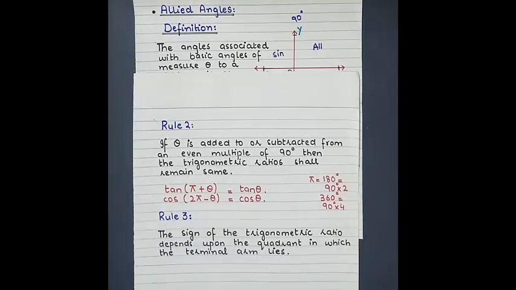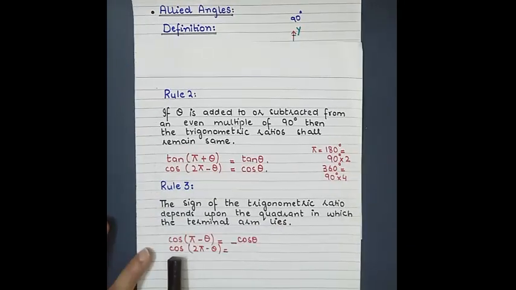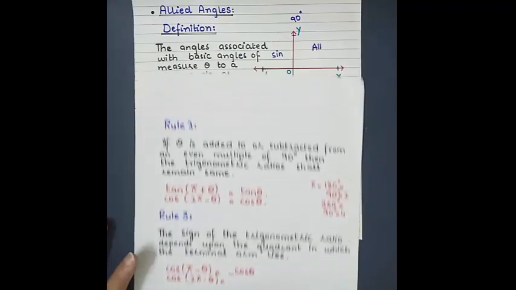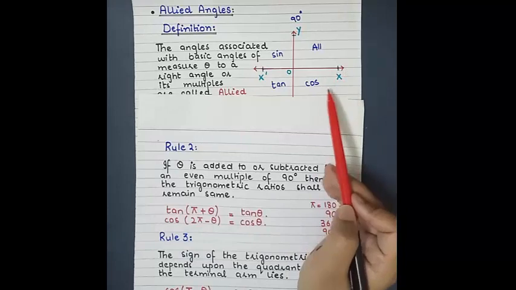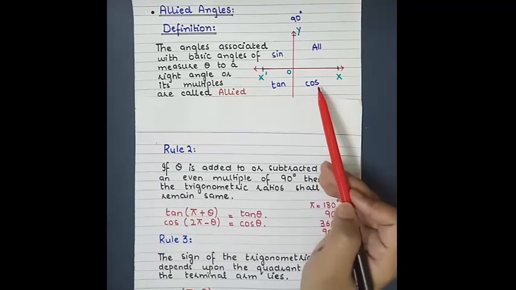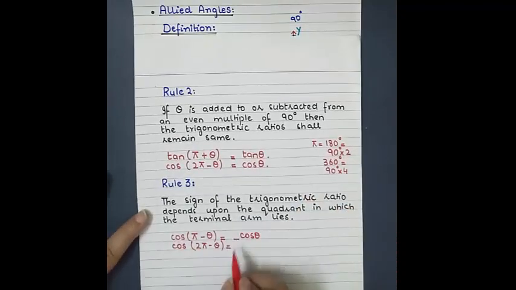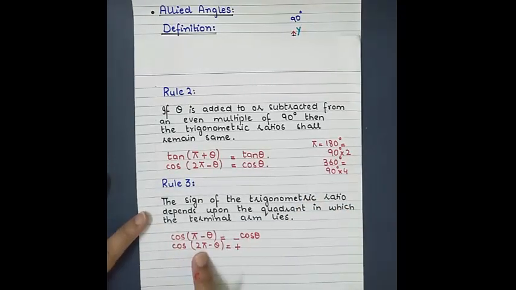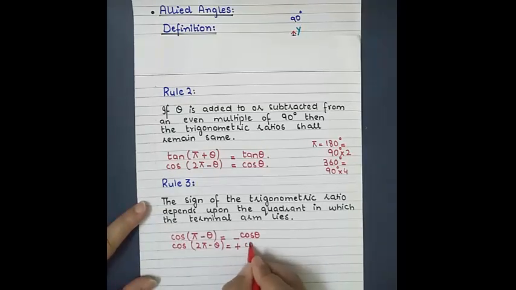So let's have an example. Suppose we have cos(2 pi minus theta). So 2 pi means this. So minus, it means now we are in the fourth quadrant. In the fourth quadrant, cos is positive. So it means we will have a positive sign here. And 2 pi is an even multiple of 90 degrees. So the answer would be cos theta.